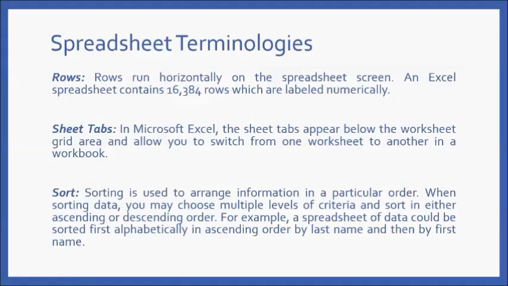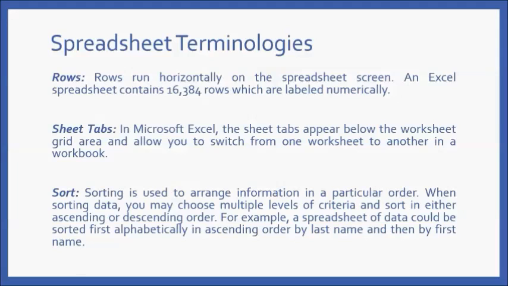Rows run horizontally on the spreadsheet screen. An Excel spreadsheet contains 16,384 rows, which are labeled numerically. Sheet tabs. So in Microsoft Excel, the sheet tabs appear below the worksheet grid area and allow you to switch from one worksheet to another in a workbook.